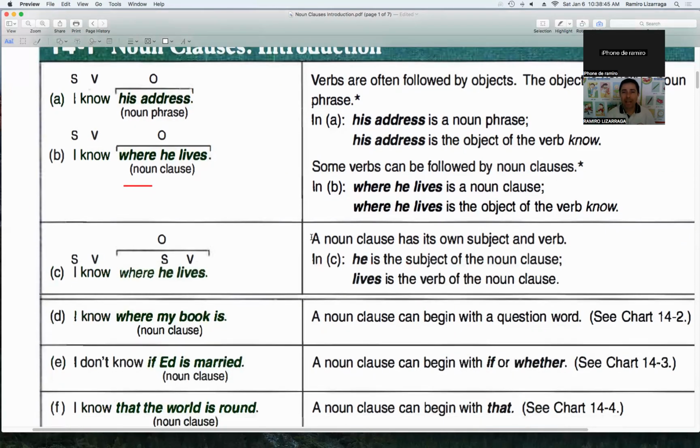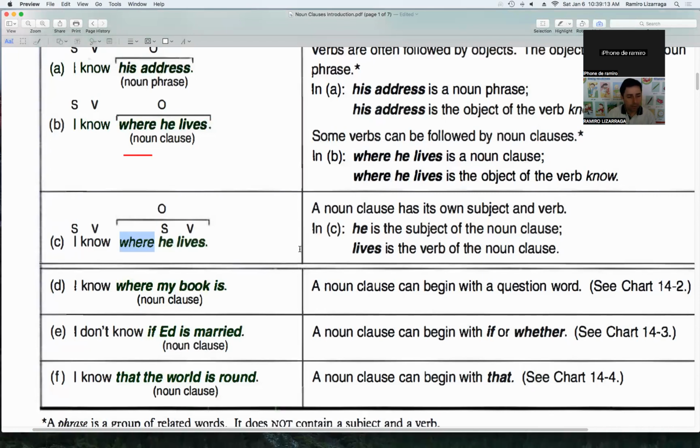Says here. Okay. A noun clause has its own subject and a verb. Vean esto, lo que nos están explicando aquí es bien importante. O sea, una oración sustantiva tiene su propio sujeto y verbo. O sea, eso sí tenemos que tener en mente. La oración sustantiva tiene su sujeto y su verbo. Entonces, vean cómo nosotros aquí estamos utilizando.